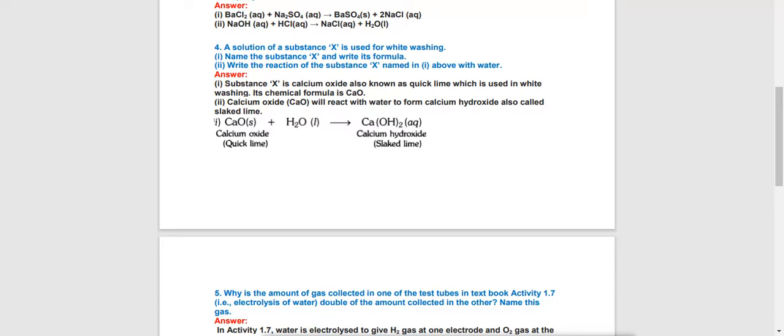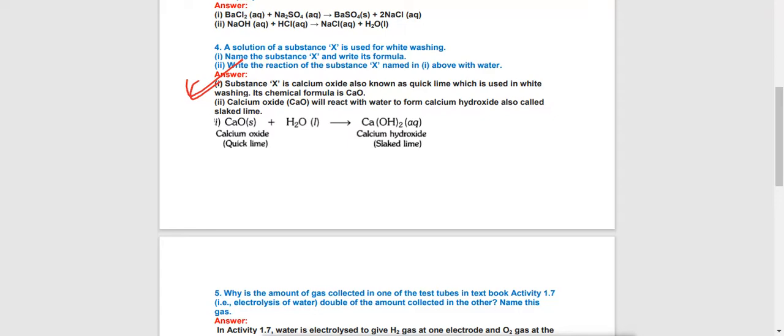So what is the name of the substance which is used for whitewashing? It is calcium oxide, that is CaO. So the substance X is calcium oxide, also known as quicklime. The common name of calcium oxide is quicklime, and it is used for whitewashing, and its formula is CaO.